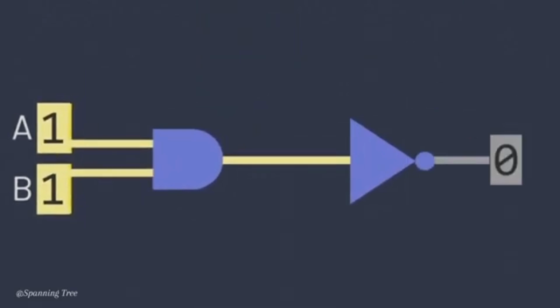If both inputs are 0, the AND gate will output a 0, and the NOT will turn that 0 into a 1. If only one of the inputs is a 0, nothing changes. But if both inputs are 1, the AND gate will output a 1, and the NOT will turn that 1 into a 0. In other words, this circuit appears to do the opposite of whatever the AND gate on its own would do.